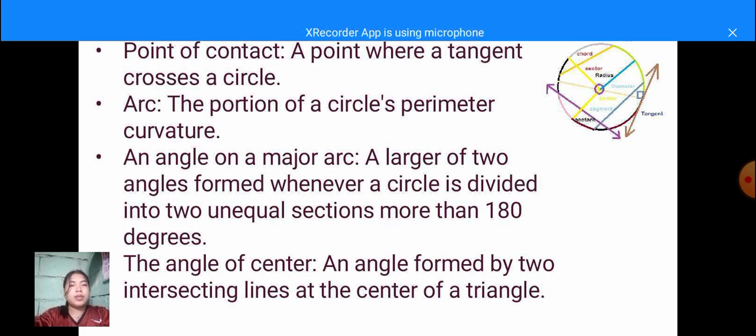An angle of a major arc: the larger of two angles formed whenever a circle is divided into two sections, more than 180 degrees. The angle at the center: an angle formed by two intersecting lines at the center of a circle.